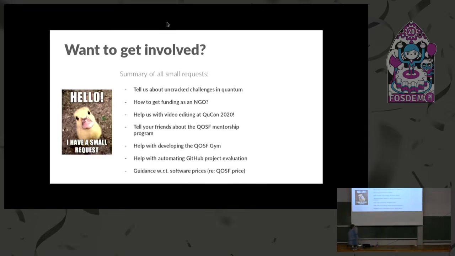So lastly, a quick overview of the small requests that we have. Tell us about uncracked challenges related to quantum software. If you know how to get funding as an NGO, especially a software foundation, please reach out. If you know video editing, we'd love to collaborate on the QCon 2020 idea. Tell your friends about the mentorship program or sign up yourself if you're interested. And then we need help developing this QoSF gym for the compiler and simulator benchmarks, as well as automating the project evaluation. And if you have ever awarded prizes for software projects, please reach out.